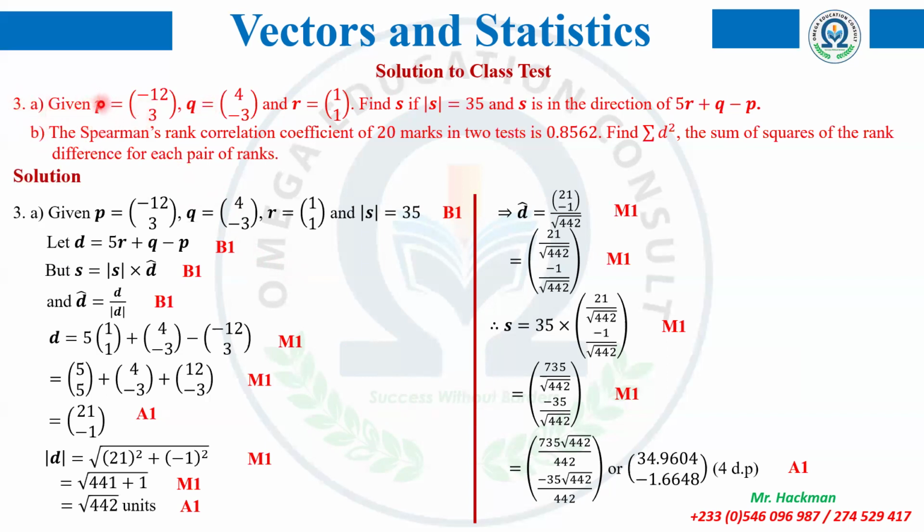Given, once this is bold, you know that it's a vector in column form, a position vector in column form, position vector of R.